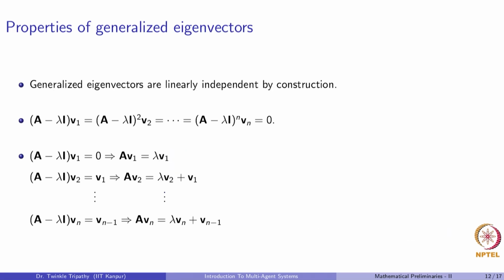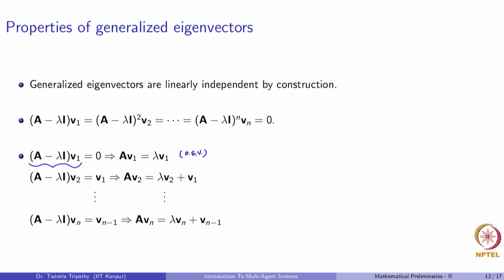Then this is how it goes. So let's do the calculations, everything in terms of V1. Since V1 is an ordinary eigenvector, we know that this property holds, which simply gives us back the standard relation A V1 equals lambda V1, which proves further that it is the ordinary eigenvector.